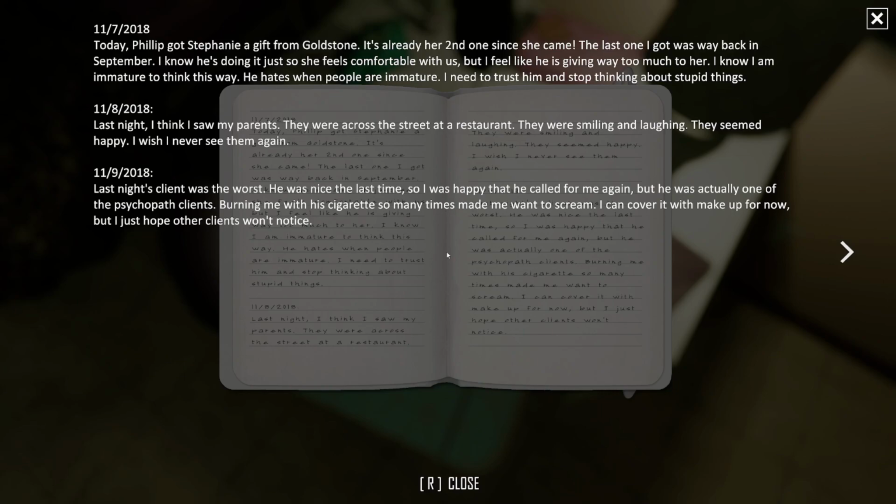8th of November. Last night, I think I saw my parents. They were across the street at a restaurant. They were smiling and laughing. They seemed happy. I wish I never seen them again. Wait a minute. Okay.